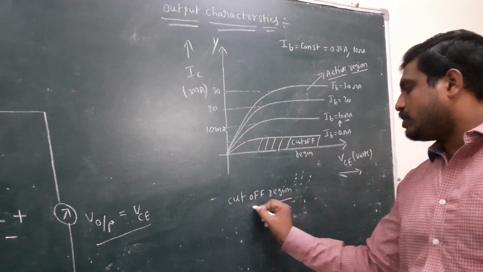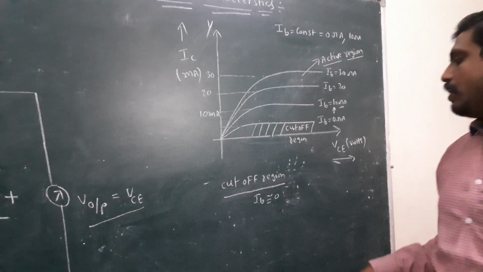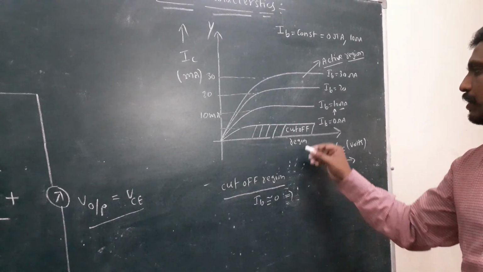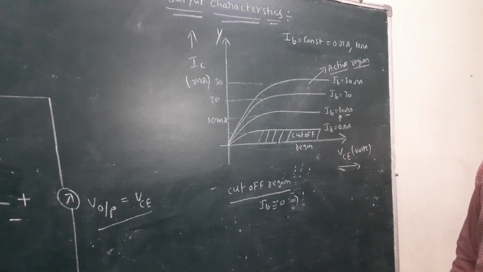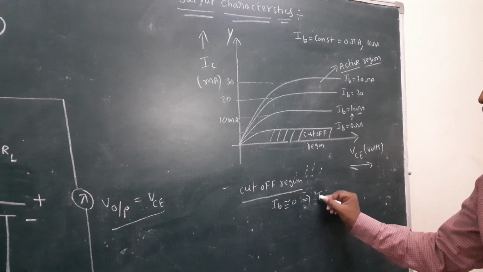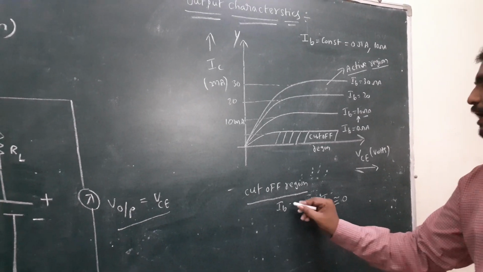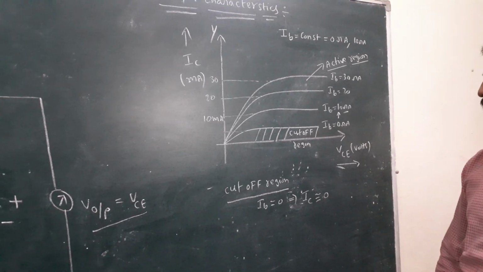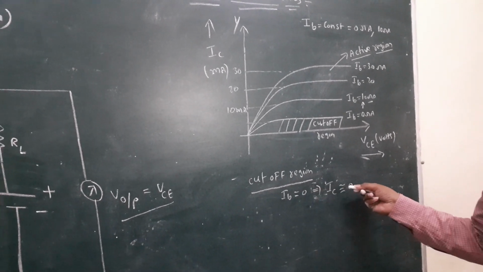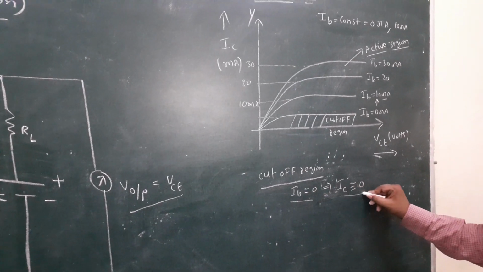cutoff region means IB value becomes approximately 0. Correspondingly, this is very nearer to the x-axis. On the x-axis y becomes 0. Y means IC approximately 0. IB becomes 0, approximately IC becomes 0. That means current does not flow. That means input current 0, output current 0.